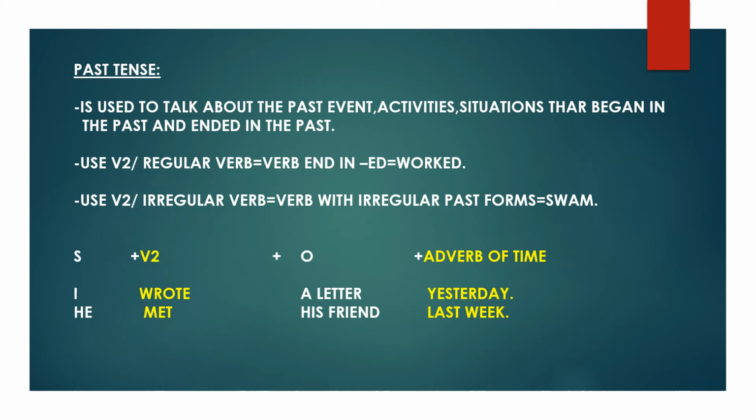Now we use the past tense in the form of the main verb. The formula is subject plus verb 2 or past tense, plus object, plus the adverb of time. For example, I wrote a letter yesterday. He met his friend last week. I and he are the subject.